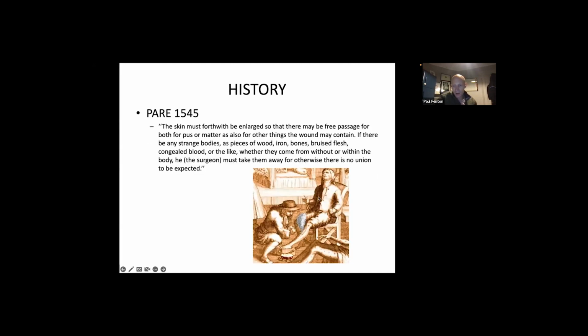If we then move forward to 500 years ago, Paré is a French surgeon. Again, the principle is not much different. So he described the need to open the wound up, to remove the foreign material, to allow purulent material to drain. Otherwise, there would be no healing. And again, that's almost exactly what we do 500 years later.